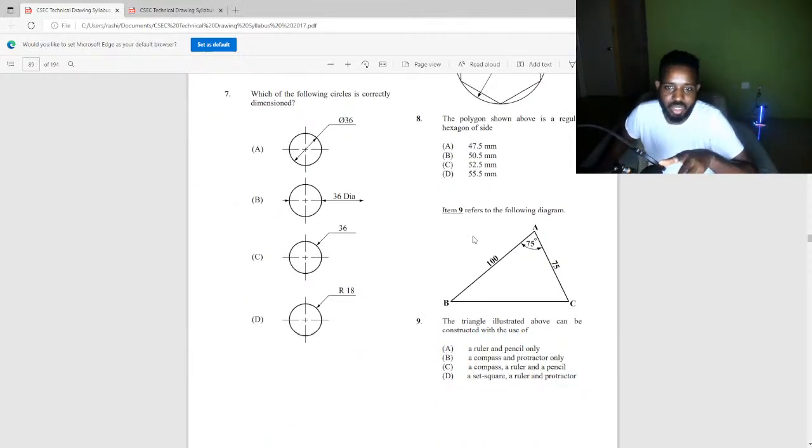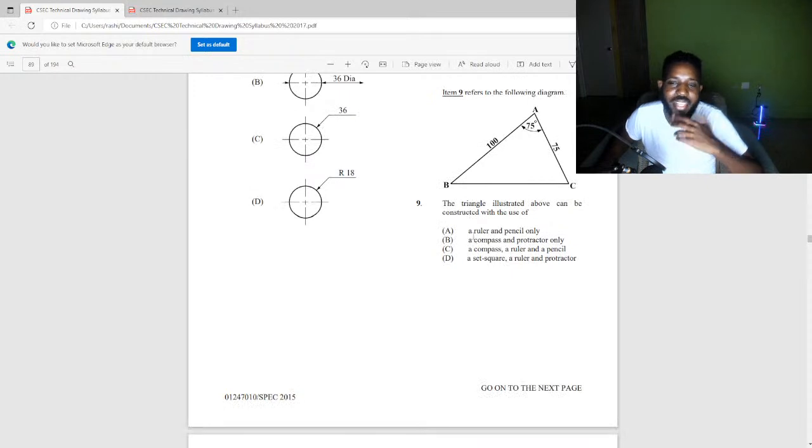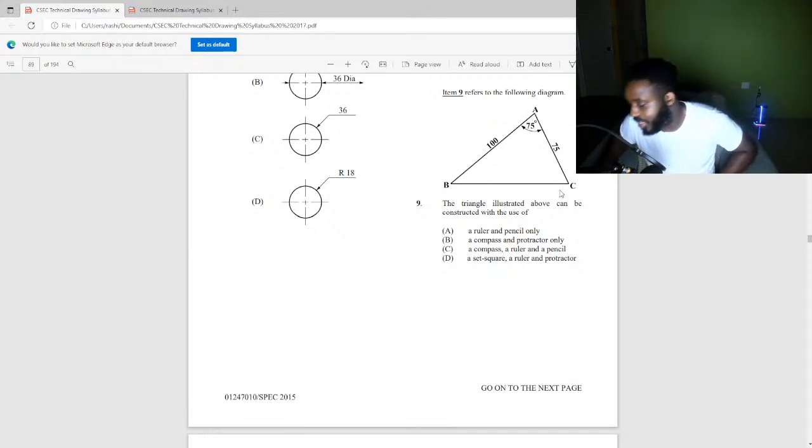Number 9, sorry. It says, item 9 refers to the following diagram. We have A, B, and C. A has a 75-degree angle. It has a side of 100 and the next side of 75.